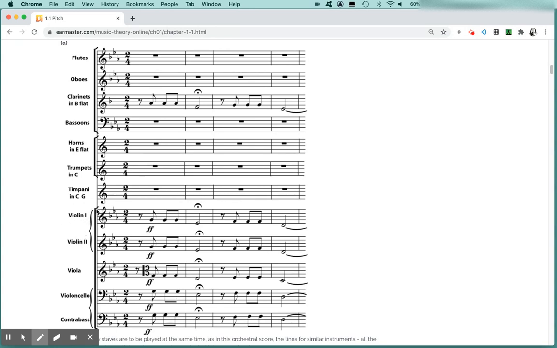Violin 1, violin 2, they're joined together. This big brace is all the strings together. These two lines are the violins. Makes it easier to find what you're looking for. So those are the violins, first violin, second violin, the viola all by itself, and then the cello and bass, cello and contrabass.